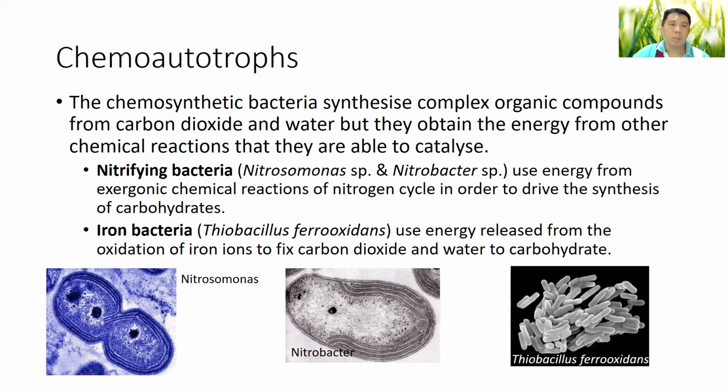Chemoautotrophs. The chemosynthetic bacteria synthesize complex organic compounds from carbon dioxide and water, but they obtain the energy from other chemical reactions that they are able to catalyze, not using light energy as in the photoautotroph. Nitrifying bacteria, for example, Nitrosomonas and Nitrobacter, use the energy from the exergonic chemical reactions of the nitrogen cycle in order to drive the synthesis of carbohydrates such as glucose. Iron bacteria use energy released from the oxidation of iron ions to fix the carbon dioxide and water into carbohydrates.